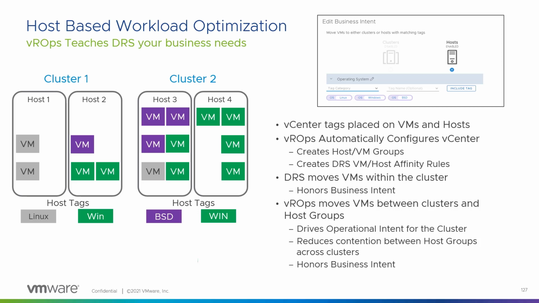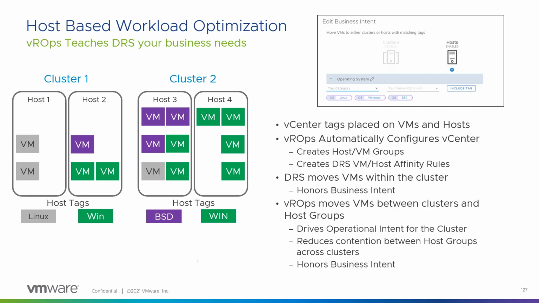And what that's going to allow vRealize Operations to do is, once you set up your vCenter tags on your VMs and your hosts, vROps is going to look at those tags and say, I'm going to go ahead and create host groups and VM groups in vSphere automatically for you. And then I'm going to go ahead and automatically create VM to host affinity rules based on the tags that I've seen. And thereby, anytime you add a new VM into the environment and it's got its tag on it, it'll automatically update those groups for the VM groups and then automatically roll those into the correct host affinity rules.